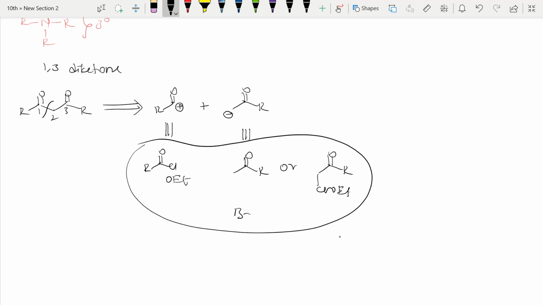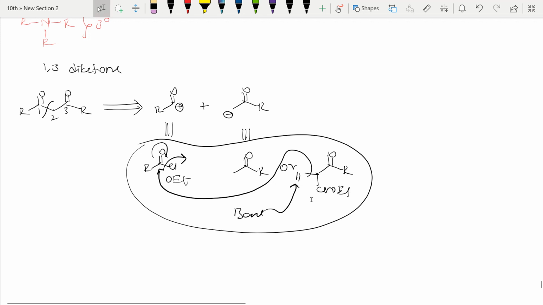If you use a base, that base will take this proton. So this negative charge will attack here. Further, this chlorine or ester group, the OEt group, will leave the system. So this kind of reaction is called the Claisen condensation reaction, right? So 1,3-diketones are made using the Claisen condensation reaction.